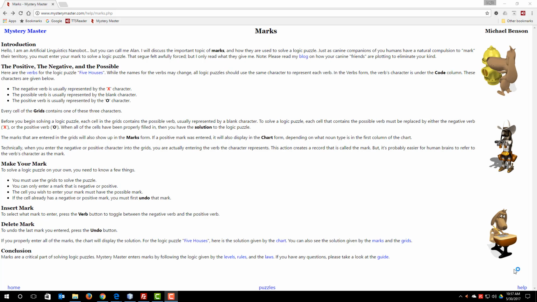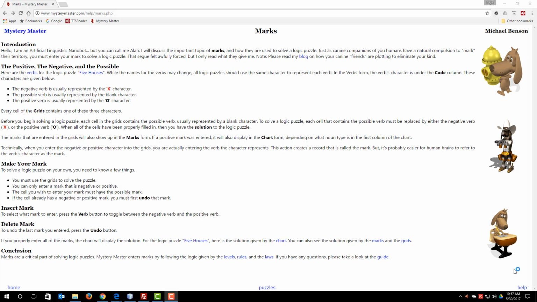To solve a logic puzzle on your own, you need to know a few things. You must use the grids to solve the puzzle. You can only enter a mark that is negative or positive. The cell you wish to enter your mark must have the possible mark. If the cell already has a negative or positive mark, you must first undo that mark. To select what mark to enter, press the verb button to toggle between the negative verb and the positive verb. To undo the last mark you entered, press the undo button.